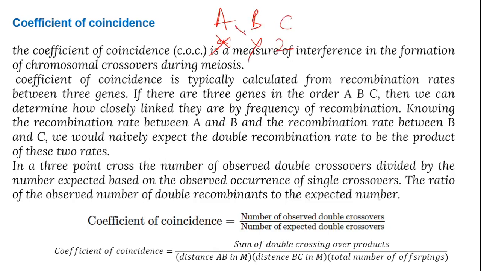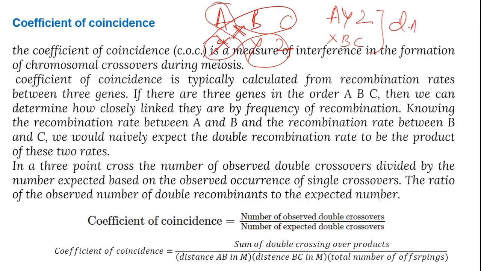Assume that recombination occurs only at this spot. The first recombination product is A, Y, Z. A, Y, Z is the single crossing over product in the spot between A and B, or X and Y. Assume that one more product is X, B, C. This is the other crossing over product with respect to the distance between A, B or X and Y.